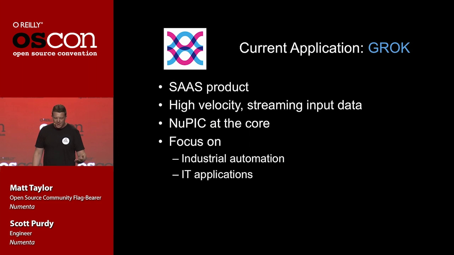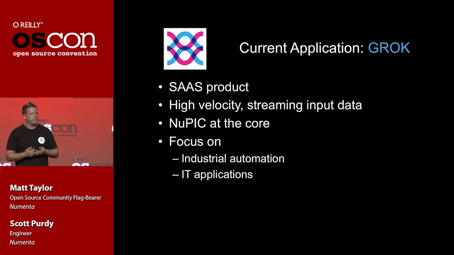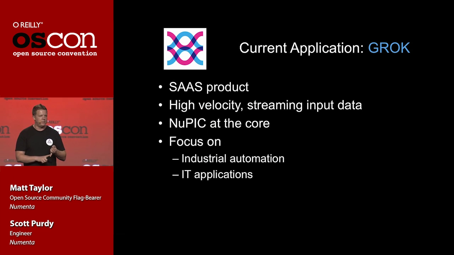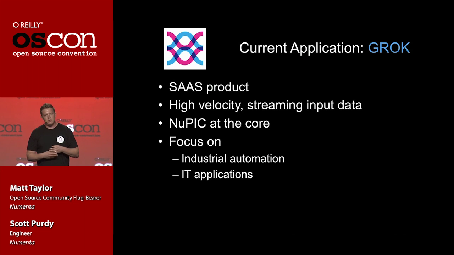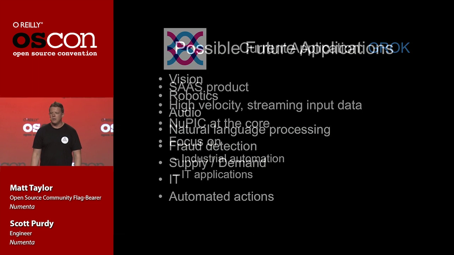We also have, right now, an application that works with this code base. Numenta also does business as a company called Grok. We have a product called Grok. It's a cloud service-based product, and what it does is similar to what I've been saying. It accepts high-velocity streaming input data, and it has NuPIC running inside of it. This is the exact same code base that you can go download from GitHub today we're using within this commercial product. Initially, the focus is on industrial automation, IT applications, but there's no reason to restrict it.